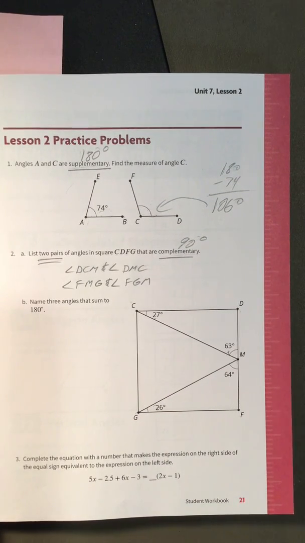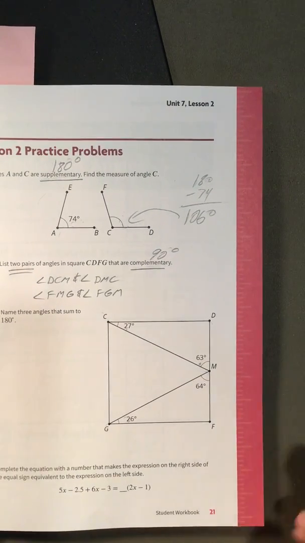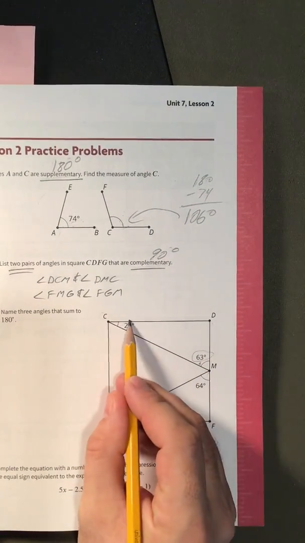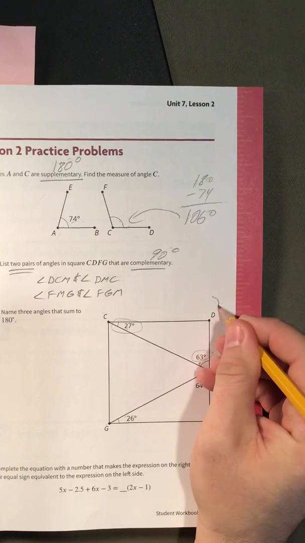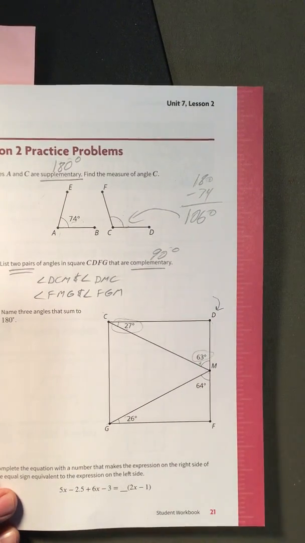Part B, name three angles that sum to 180. So again, that would be supplementary. They add up to 180. I'm looking for three angles, and there are a lot of different options here we could do. Let's just go up to the top triangle here, because I know these two add up to 90. Anybody know why D has to be 90?